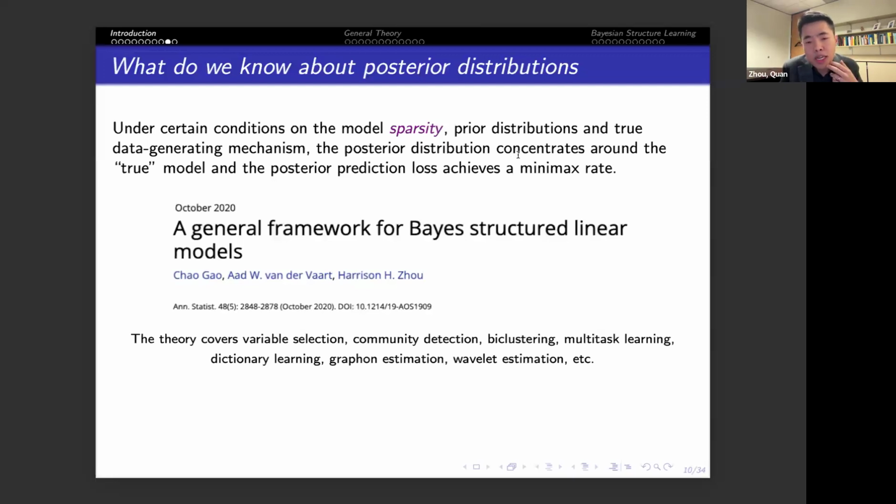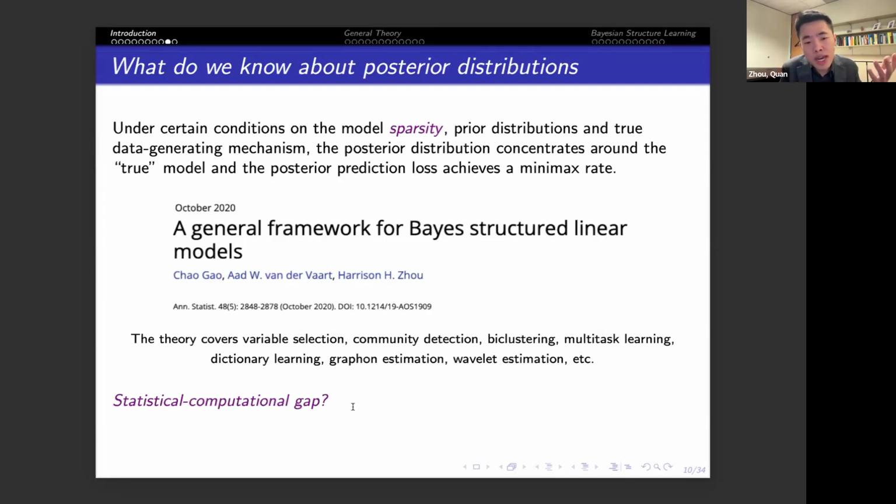So the point I want to make here is that although each discrete space problem is different, and each has its own unique challenges, apparently it is possible to say something in general about the posterior distribution for these problems. However, for these theoretical results, usually people only consider the theoretical properties of the posterior distribution, and they don't consider, for example, the computation of the posterior distribution.